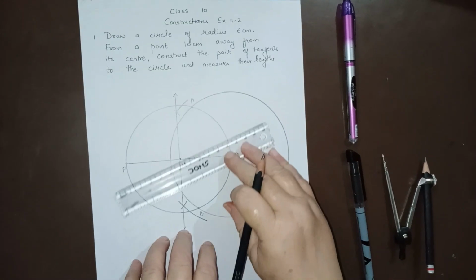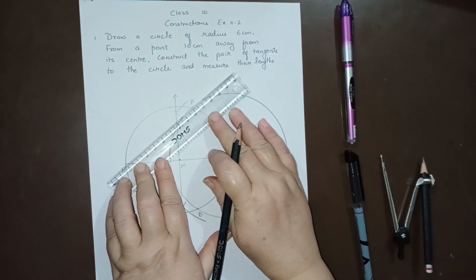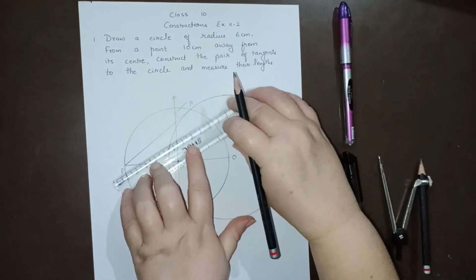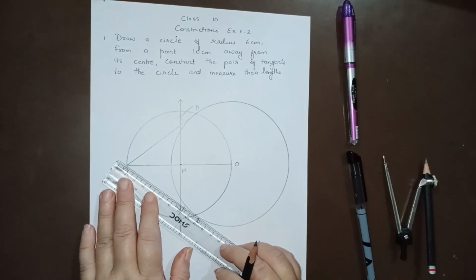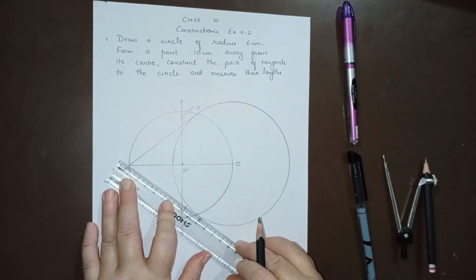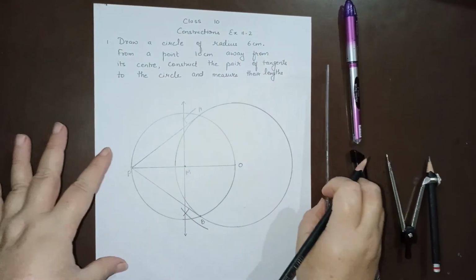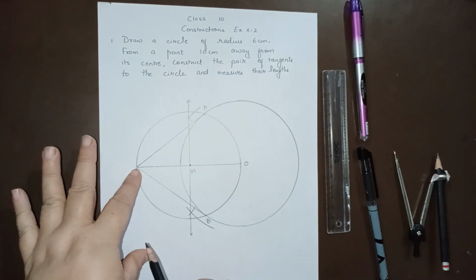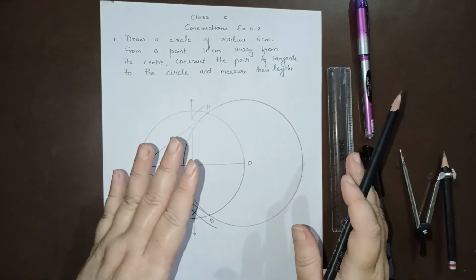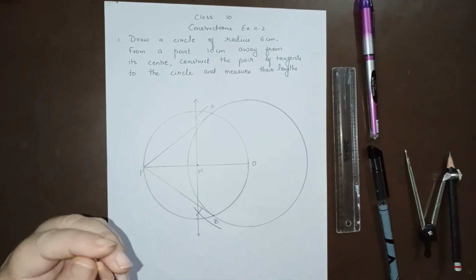Now just join very carefully point P with A. So this is one tangent that you will get. And now join P with B. This will be the other tangent. See, this is the other tangent that we are getting. So these are the two tangents from external point P to a circle which is of radius 6 centimeter, and this point P was 10 centimeter away from the center.